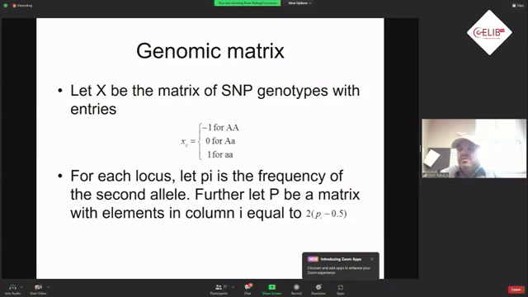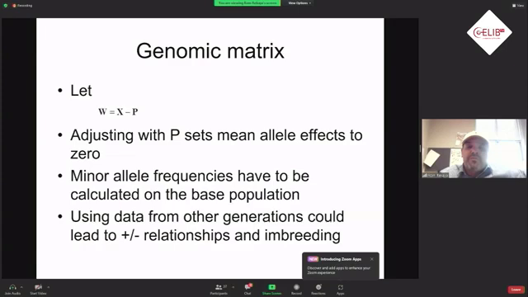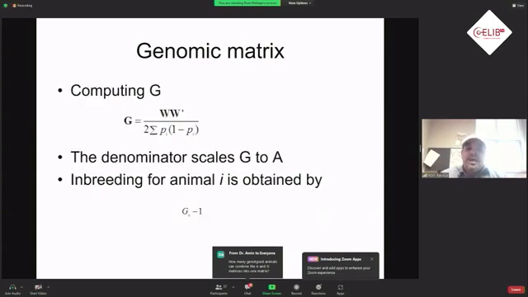Say, for example, I use p_i as the frequency of the second allele of each marker, and then I can compute a matrix P with elements equal to 2 times (p_i minus 0.5), the frequency of the second allele deviated from 0.5. And then I can create a matrix W, which is the matrix of genotypes X minus this matrix P, which basically sets the mean allele effect to 0. And then I can use that to compute a genomic relationship matrix. So this is one way to compute the genomic relationship matrix.